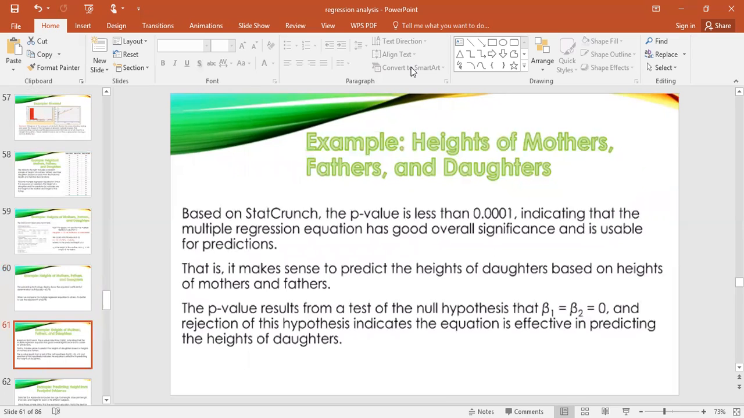Based on the display, the p-value is less than 0.0001, indicating that the multiple regression equation has good overall significance and is usable for prediction. That is, it makes sense to predict the heights of daughters based on heights of mothers and fathers. The p-value results from a test of the null hypothesis that beta 1 equals beta 2 equals 0, and rejection of this hypothesis indicates the equation is effective in predicting the heights of daughters.